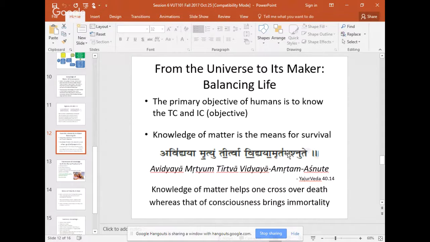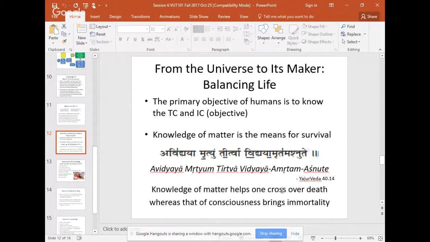So this is beautifully described in this one small sentence: avidyaya mrityum tirtva. So knowledge of matter helps one cross over death. Death is mrityum. Otherwise, death is always looming in my face. I will die any moment. So if I have acquired the essential knowledge of matter, that is the primary requirement. Without that, I will not even lead the life to its fullest extent.